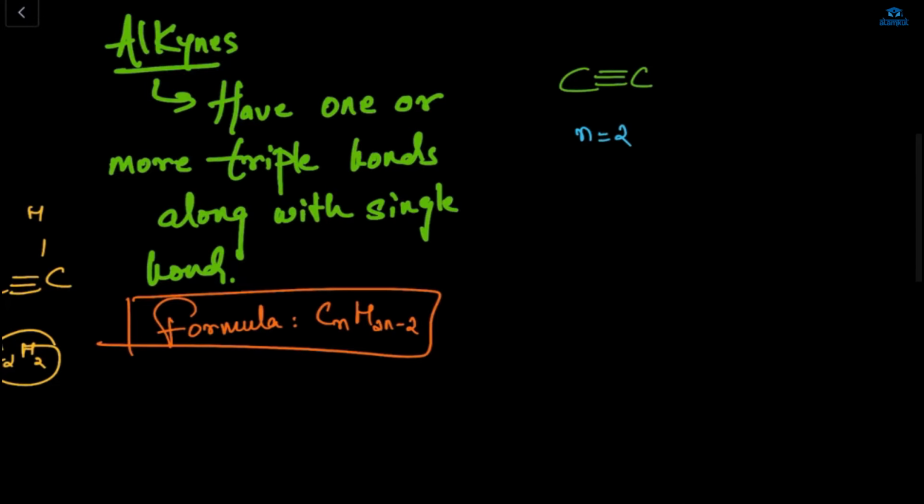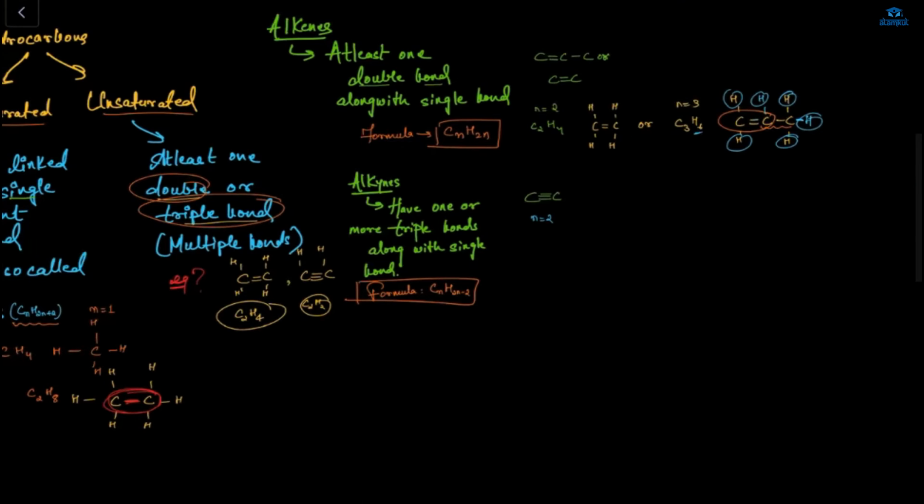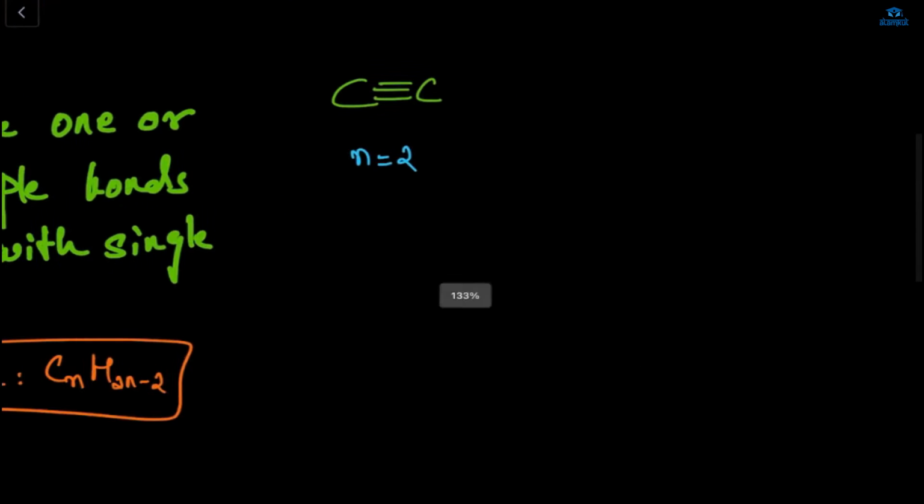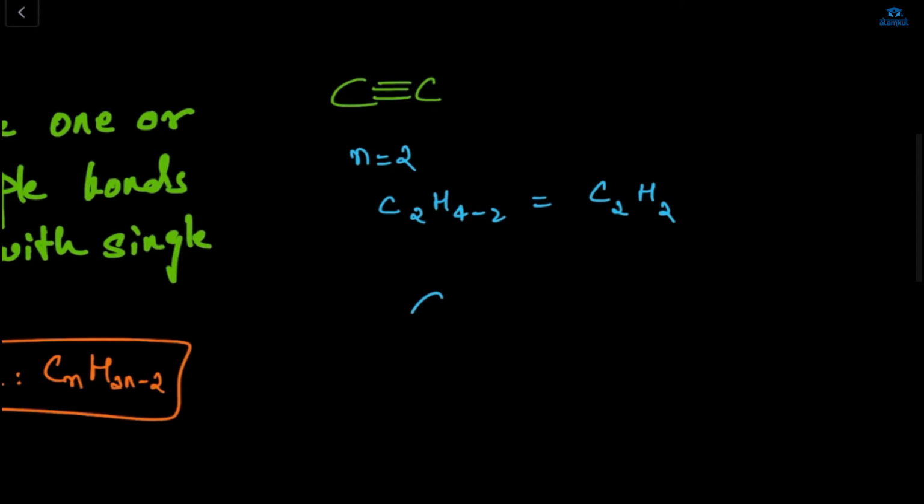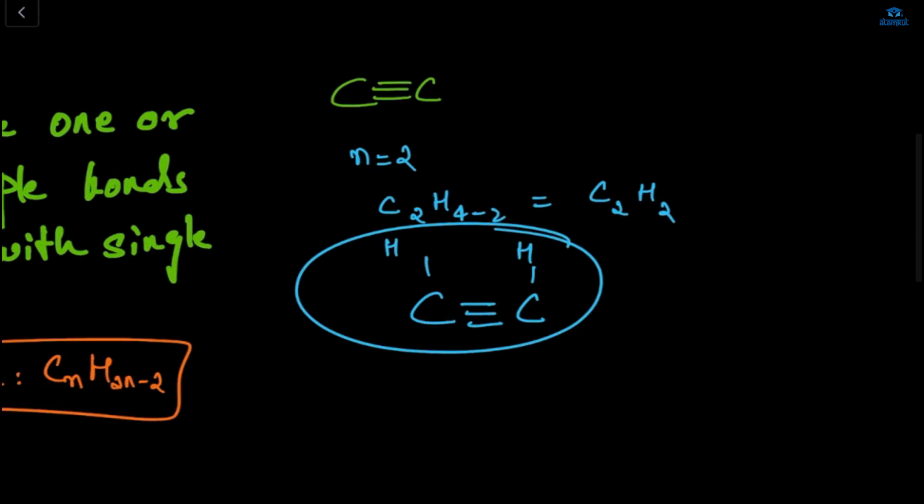Why am I not taking n equal to 1? Because n equal to 1 in both alkenes and alkynes is not possible. That's why we have to take n equal to 2. But n equal to 1 is possible in alkane, while in alkene and alkynes n equal to 1 is not possible. So here I am writing C2H(2×2-2), which equals C2H2. This is your formula. It will contain a C triple bond C.